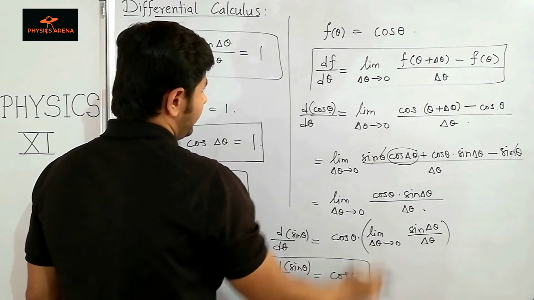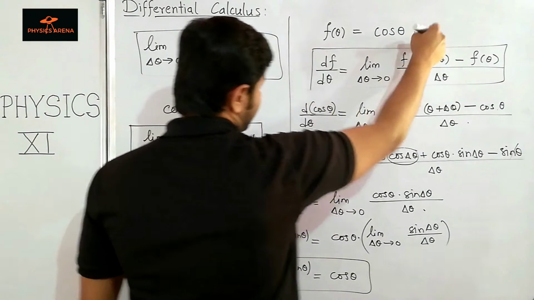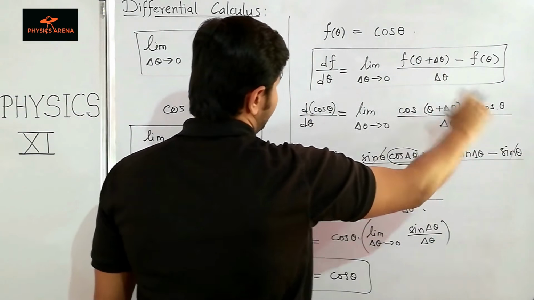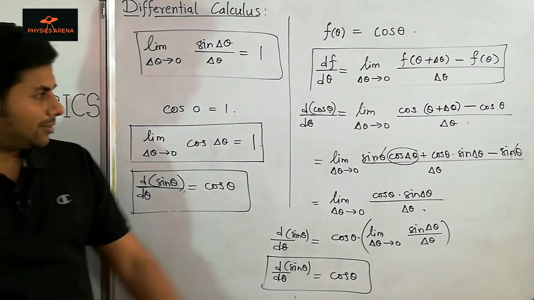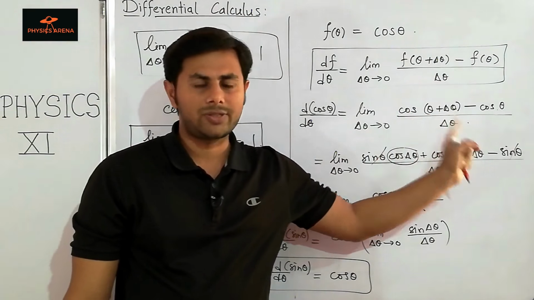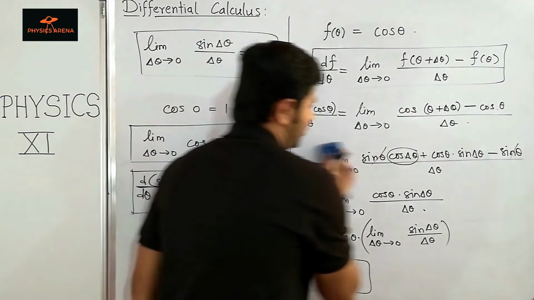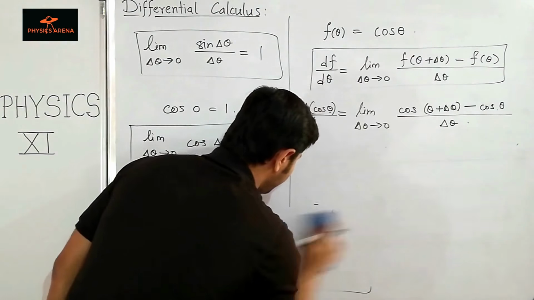Definition is same. f is cos theta. So f of theta plus delta theta is cos of theta plus delta theta. And now we need to know the formula for this. So from this point, we have to solve.